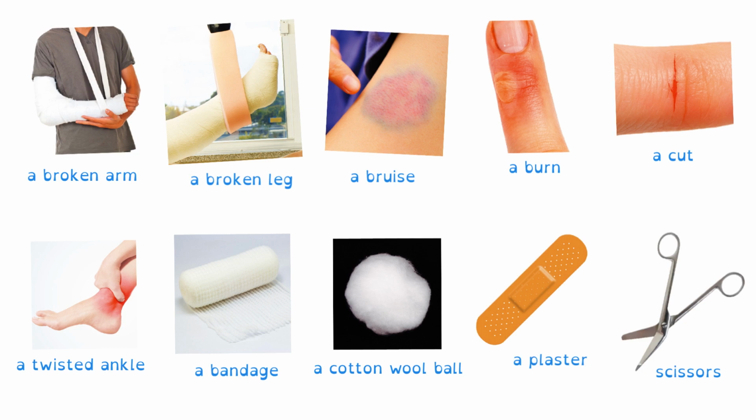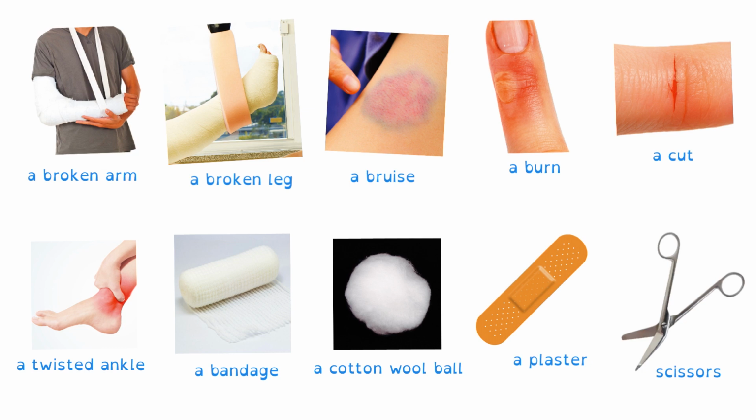A bandage. A cotton wool ball. We usually put it on a cut to stop the wound from bleeding. A plaster. Scissors. These are scissors. We use them to cut the bandage into the sizes we want.